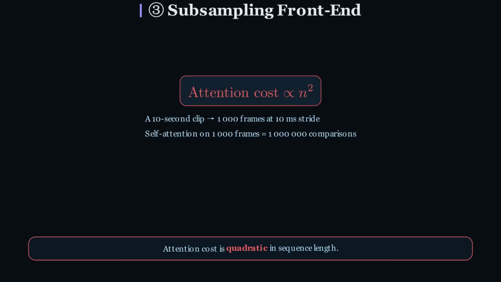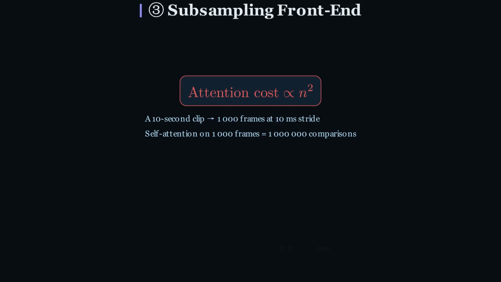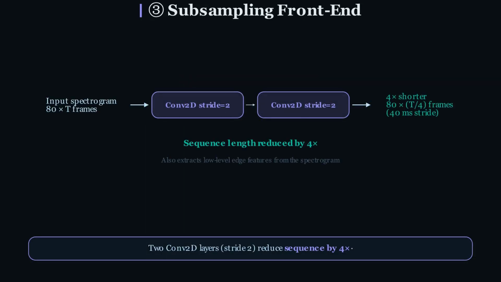Self-attention has a critical weakness. Its computational cost grows quadratically with sequence length. A 10-second audio clip produces 1,000 frames at a 10-millisecond stride. That is 1 million pairwise comparisons. Far too expensive. The solution is a subsampling front end.